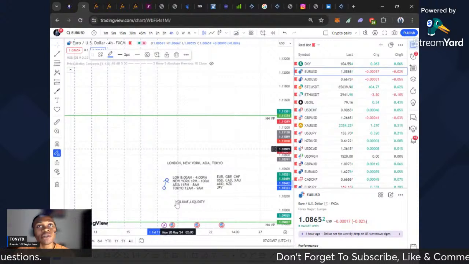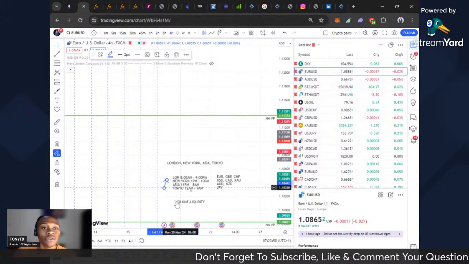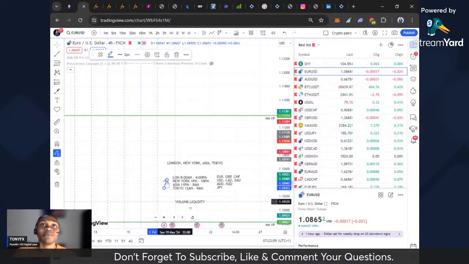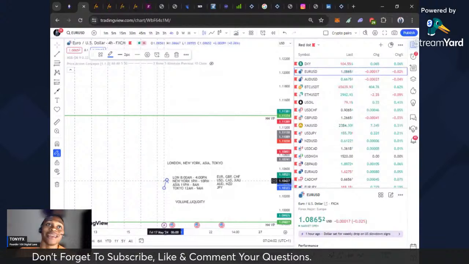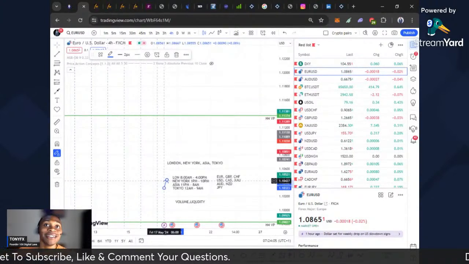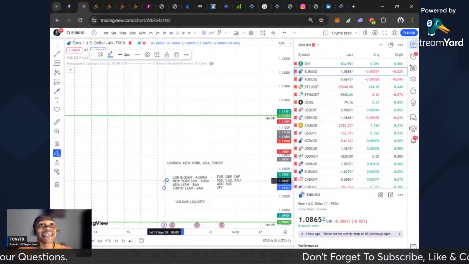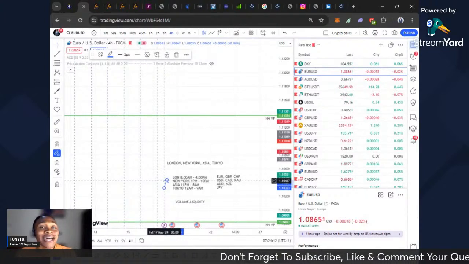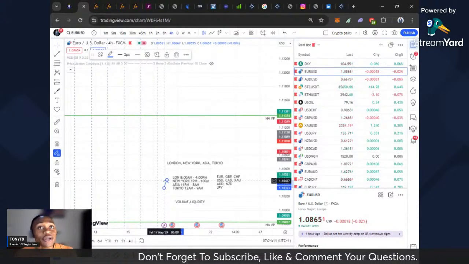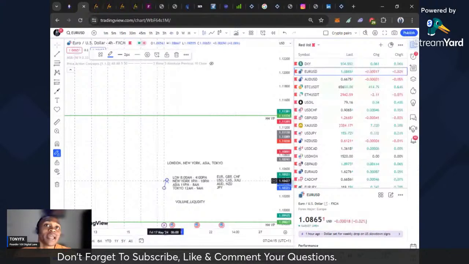What is the London and New York session overlap? It means that a bank in Europe, like in Germany or Italy, is open, and a bank in New York or Canada is open at the same time.